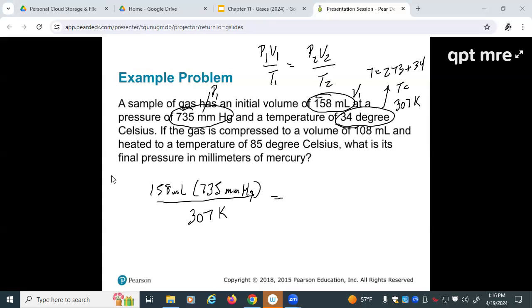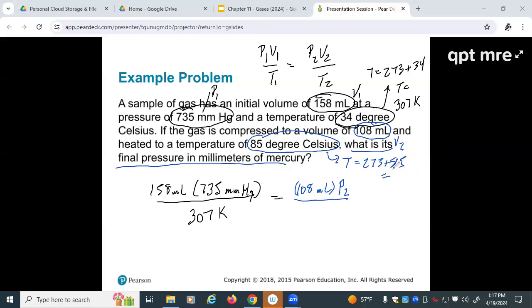On the other side, I've got 108 milliliters. That's my second volume. The question is asking me for the final pressure, so I know I'm not going to be able to get that out of the problem. That's what I'm solving for. 85 degrees Celsius, that's my final temperature. So I've got to turn it into Kelvin first. So 273 plus 85 is 358 Kelvin.